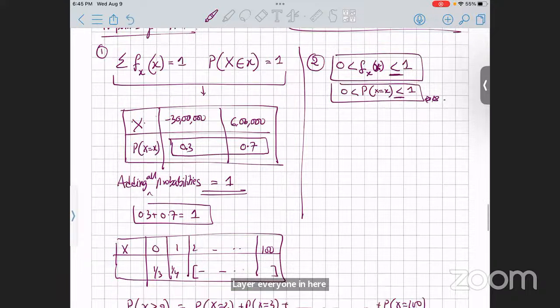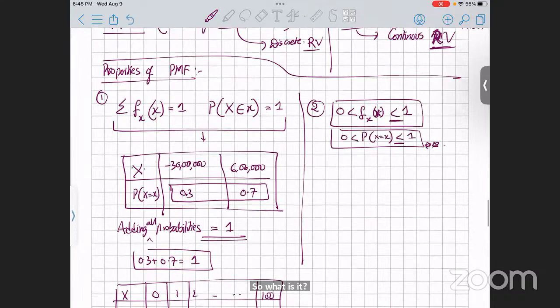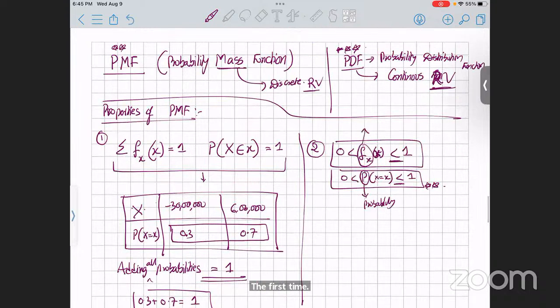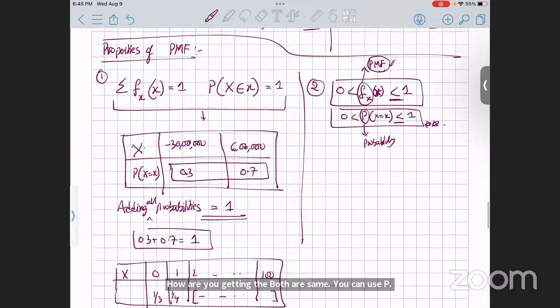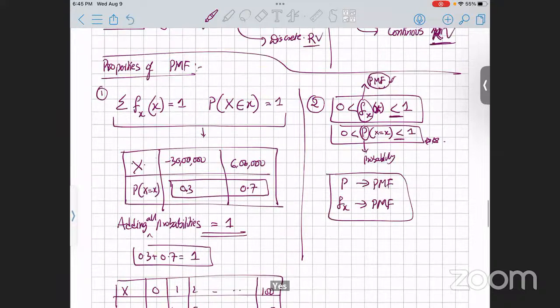What does f of x stand for? This is probability, and I used f of x because it represents the PMF, the probability mass function. Are you getting the point? Both are the same. You can use p, but you have to specify that p represents the probability mass function, or f of x represents the probability mass function.